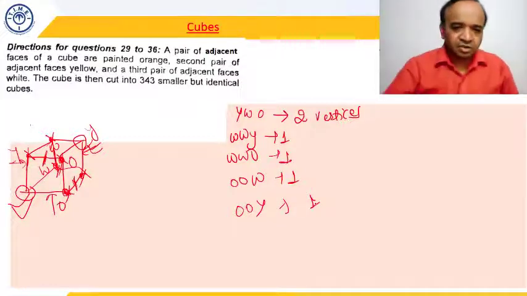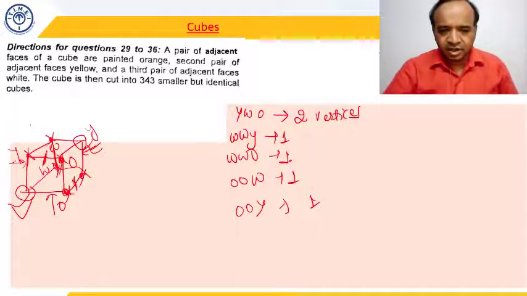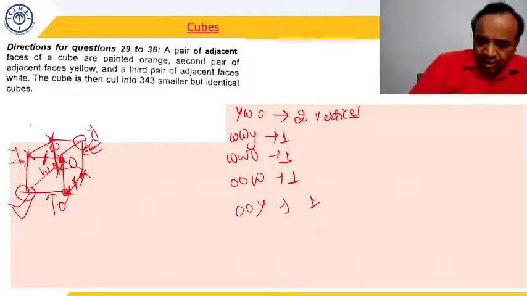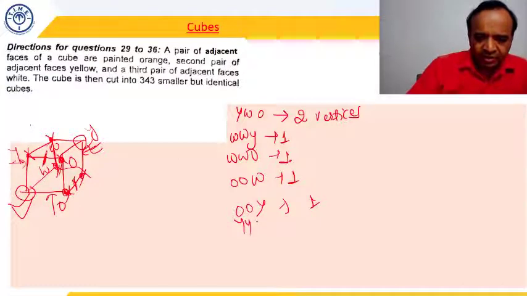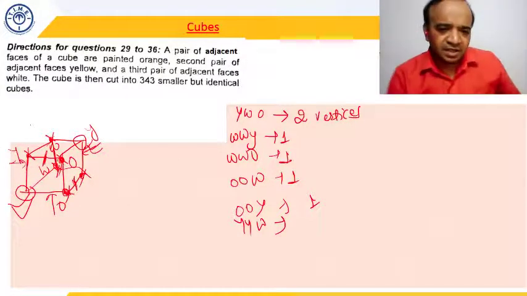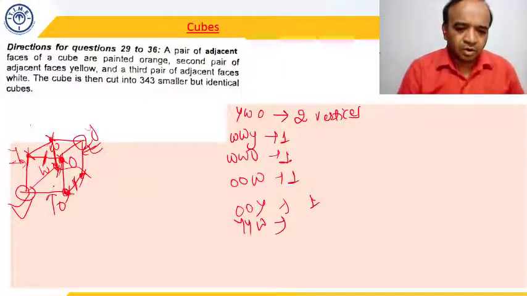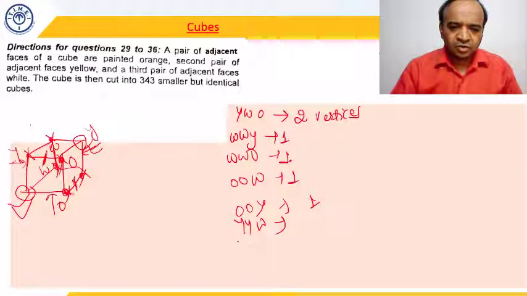Hope this is clear. So we have considered white and orange. Now come to yellow. So yellow is this vertex and this vertex. This vertex has yellow, white. So yellow, white. And this lower vertex, lower face related vertex, has yellow, orange. So yellow, orange.